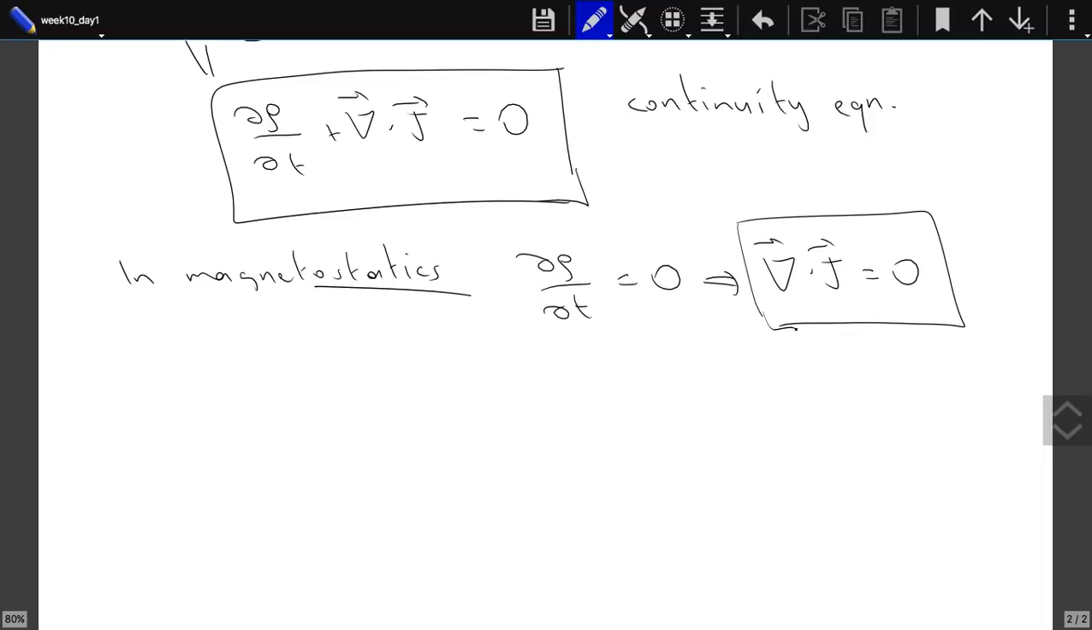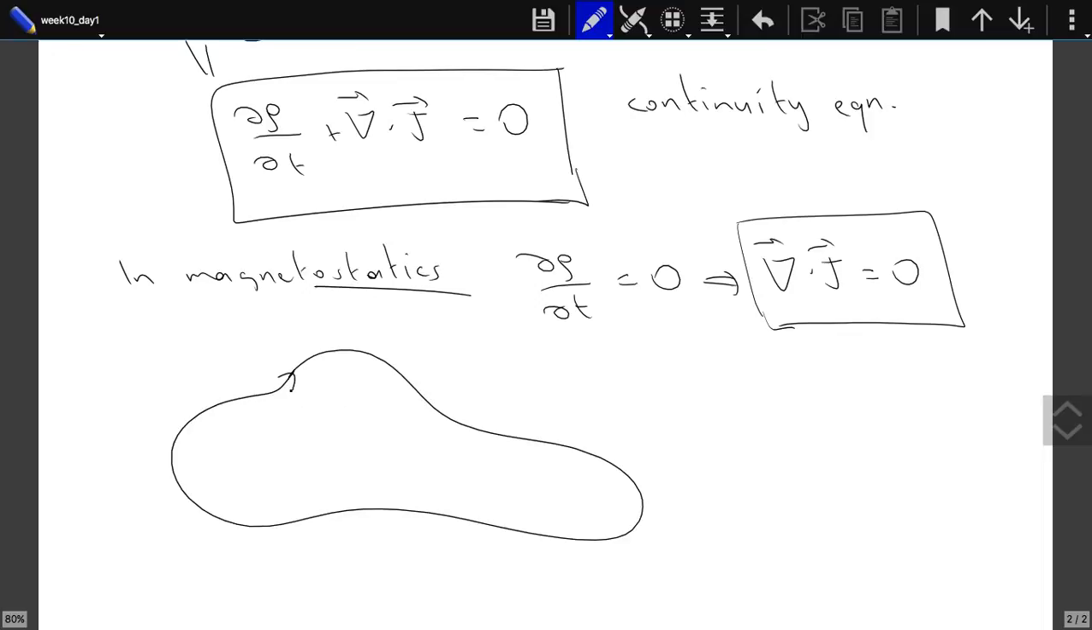Well, not necessarily. You see, if you have such a wire, the velocity of the charges is not the same in this one. The velocity constantly changes.